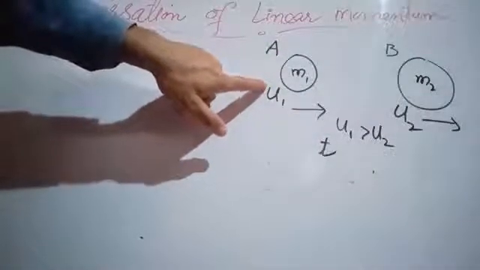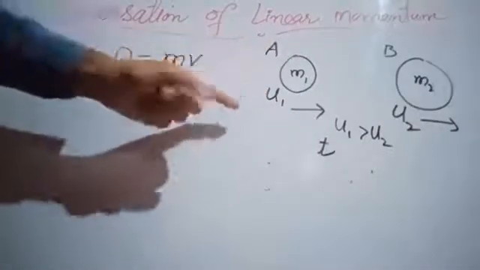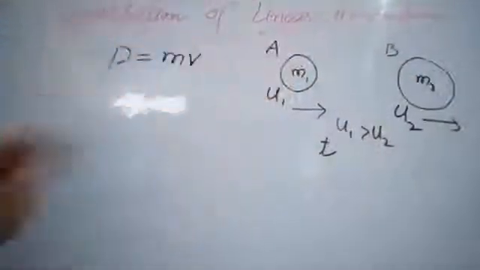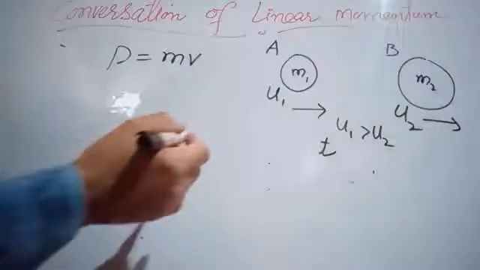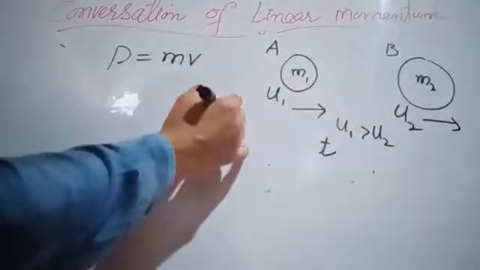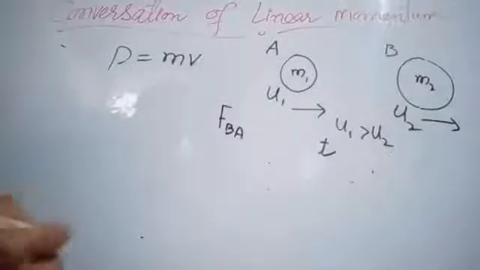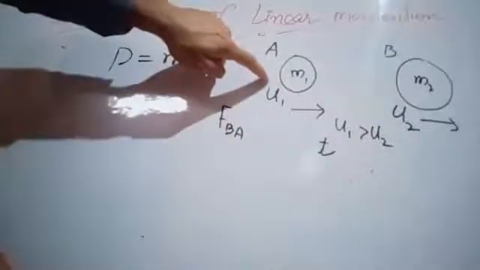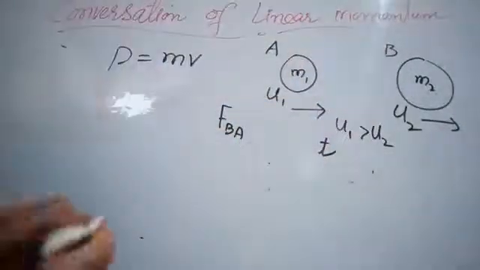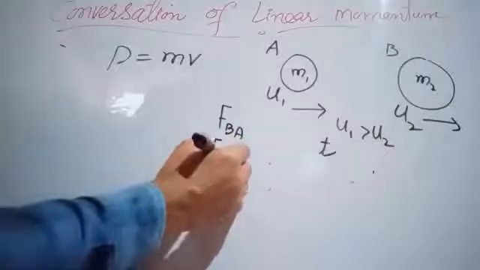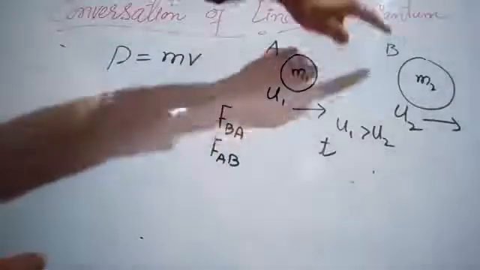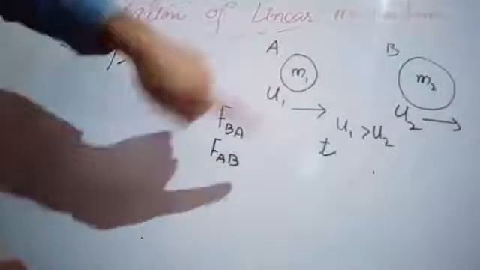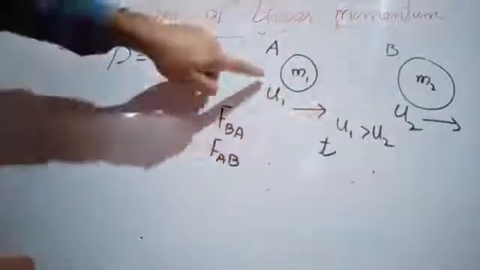According to Newton's third law of motion, to every action there is an equal and opposite reaction. If this interacts with this, this will impart a force on this, and this will impart its force on this object A. So let FBA be the force exerted by A on B. And let FAB be the force exerted by B on A.